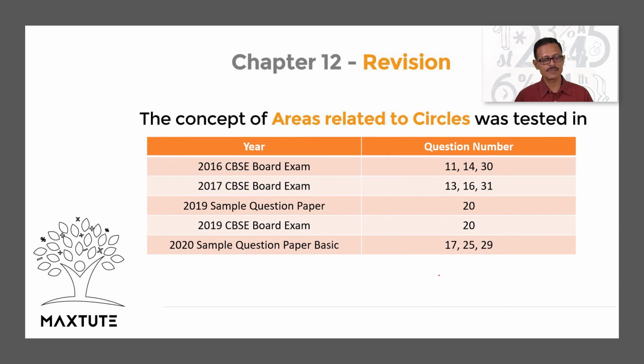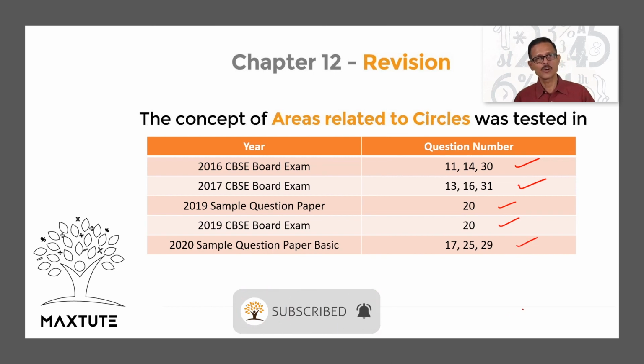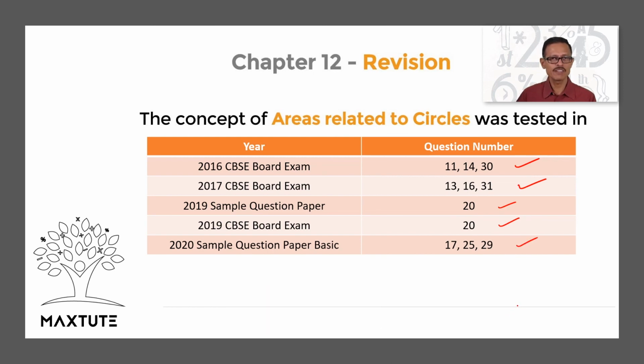When was this concept tested? Look at it. Every single year we seem to have a question on it. 2016, 3 questions. 17, 3 questions. Sample paper 19. Actual board paper. Sample question paper basic. We had 3 questions. So this is a topic which is quite important. Especially the second and first concepts are very, very easy. You don't have to worry about it.